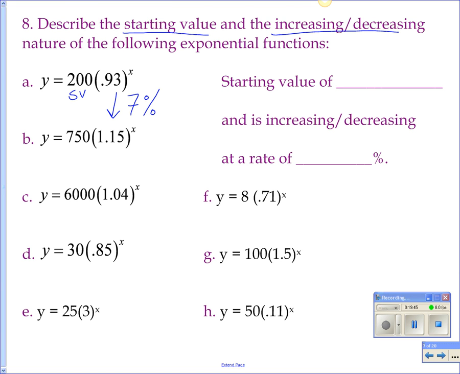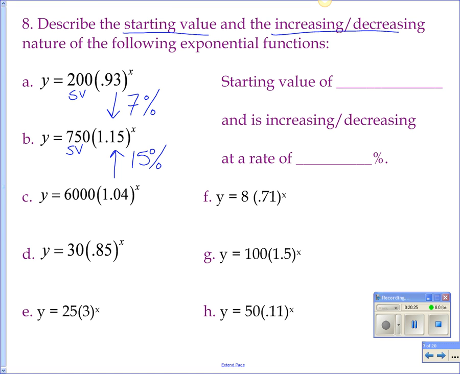On B, Ethan G, what's my starting value? 750 is my starting value. Okay, I'm going to take 1.15 and subtract 1 in my calculator. Some of y'all can do it in your head. 1.15 minus 1. What do you get? Is it positive or negative? So that means this one's going up. And what is 0.15 as a percent? 15%. Okay.